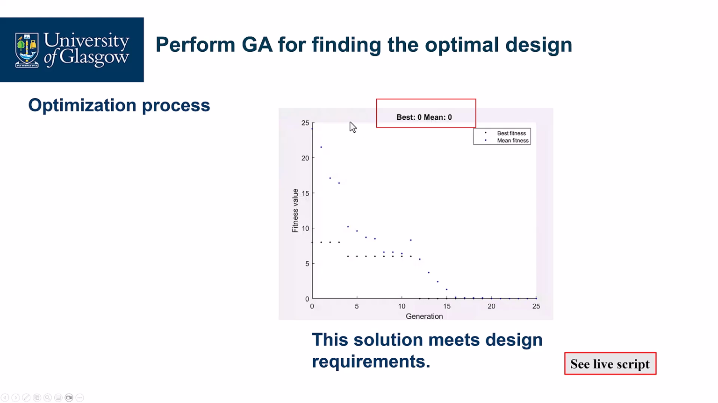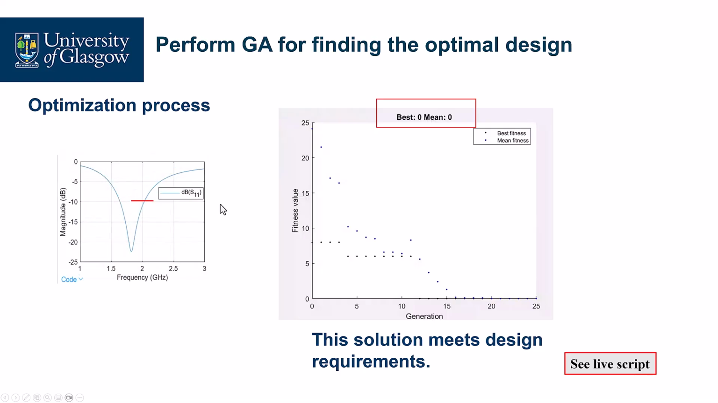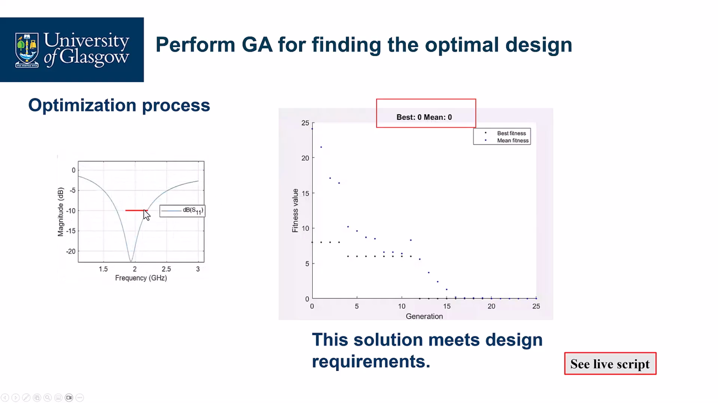In the optimization process, this is the operating band. We want all the frequency points to have S11 below minus 10, but at this moment, many of them are not. They are above minus 10. As the optimization proceeds, gradually it arrives here, so all the frequency points sampled in the operating band are below minus 10. So the optimization succeeded, and you can see the live script yourself.